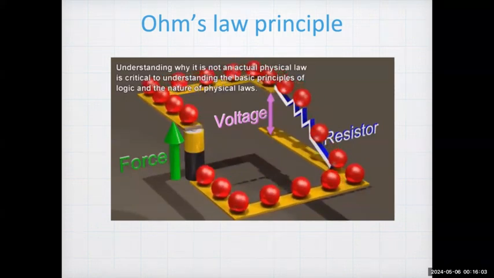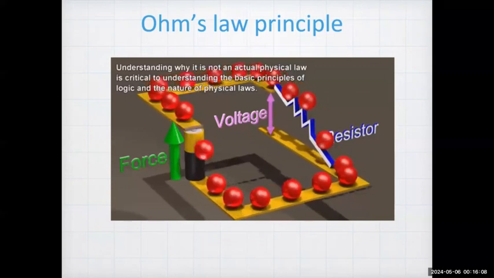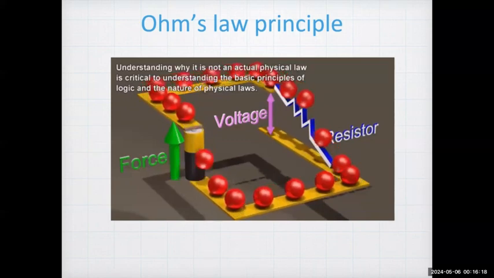We know what Ohm's law is. Ohm's law is that the voltage across a conductor is proportional to the current flowing through the conductor, provided any physical conditions or temperature remain constant. Only under that condition can Ohm's law be true or useful. Understanding why it is not an actual physical law is critical to understanding the basic principle of logic and the nature of physical laws.